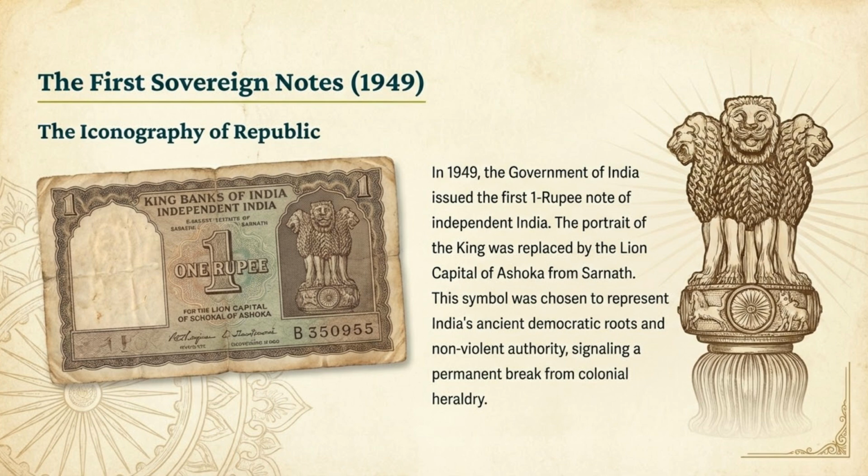In 1949, the Government of India issued the first sovereign notes. The portrait of the king was replaced by the lion capital of Ashoka from Sarnath, signaling a decisive break from colonial symbols and establishing India's ancient democratic roots.